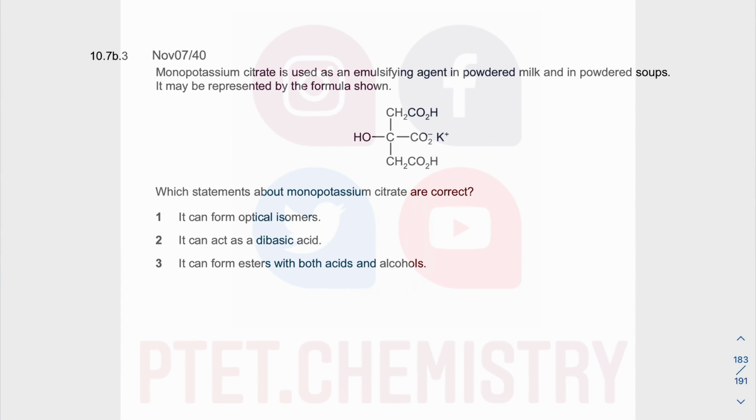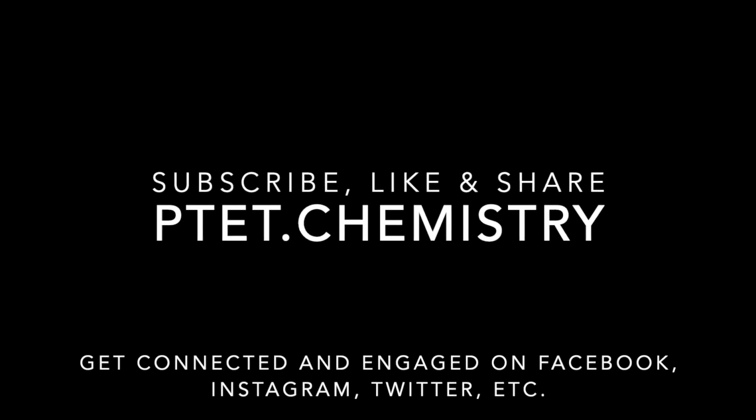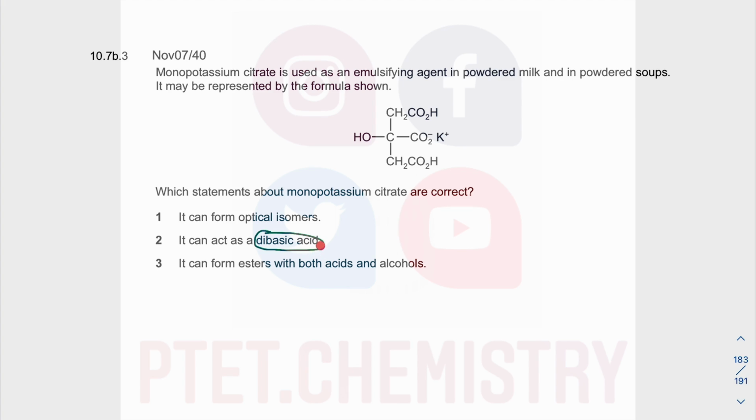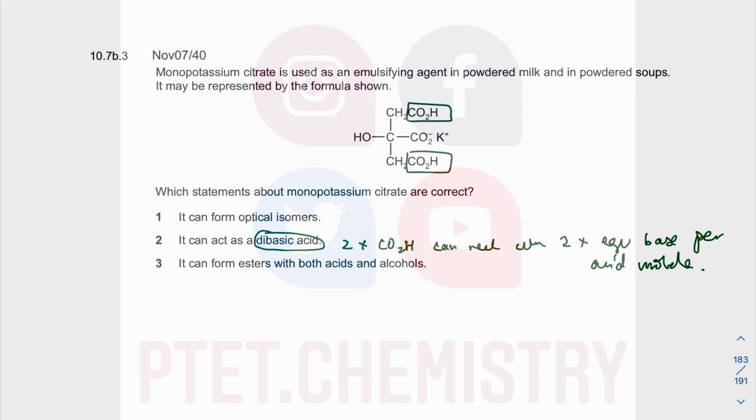Next question. This is about monopotassium citrate. Which statement about it is correct? It can act as a dibasic acid. These terms look confusing because first of all, it talks about acid, but it also talks about basic, okay? The most important thing in this kind of definition is that it's an acid. It's called a dibasic acid because it has 2 carboxylic acid groups. It can react with 2 times equivalent of base, per acid molecule. So that is exactly what it means by dibasic acid.